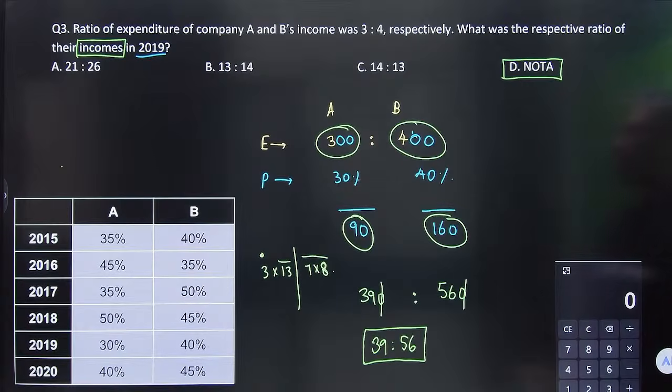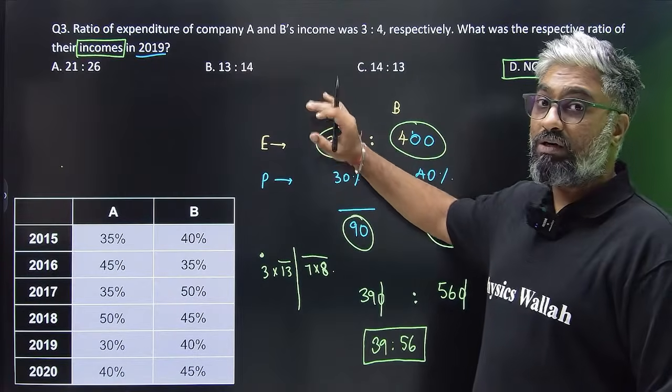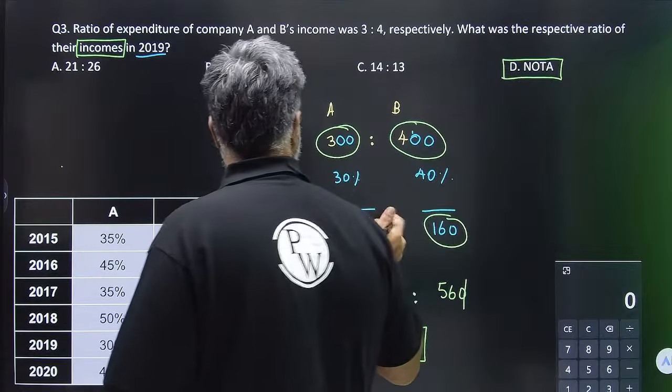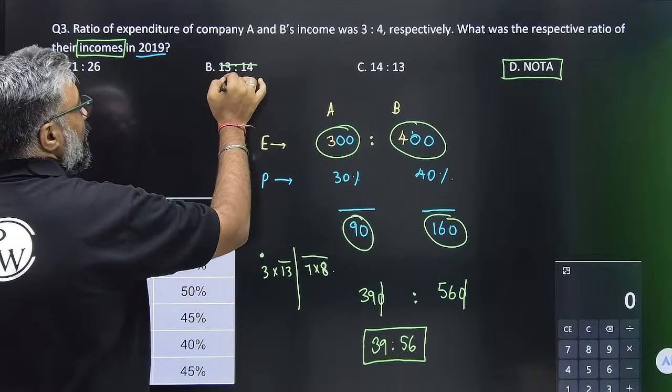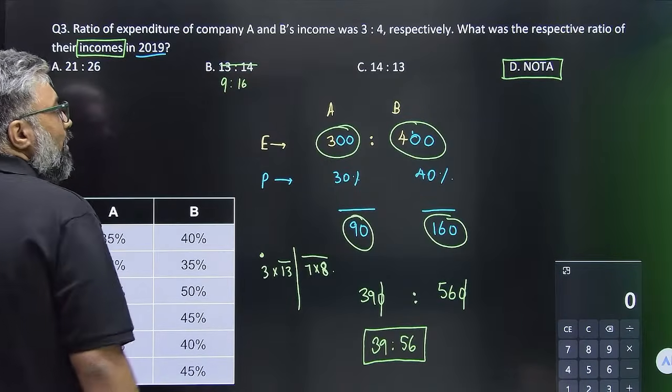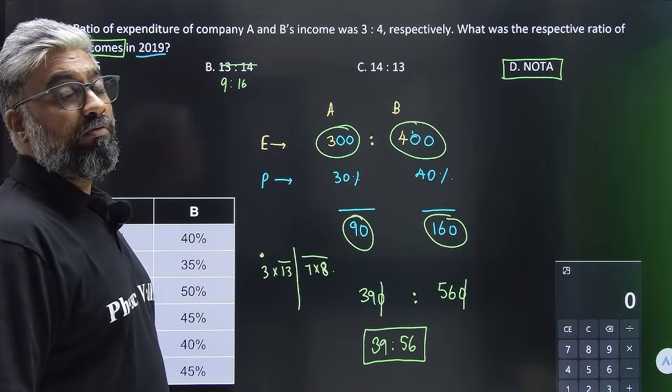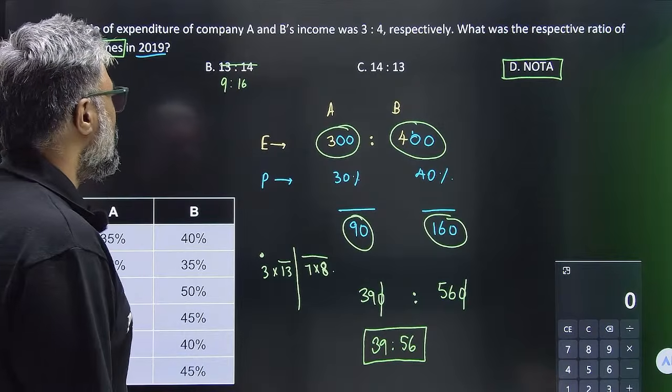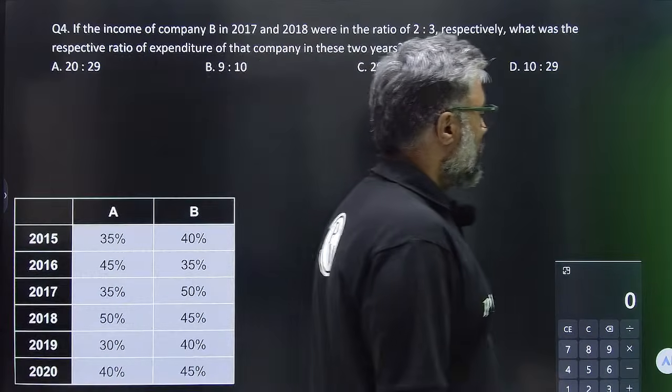Okay? Don't start panicking, don't start rushing to the answers. Stay consistent with your concept. Just because, let's say, if one of the options were 9:16, there is a high chance that some of you could have fallen into it. So be very careful, okay? Go to the next one. Try this.